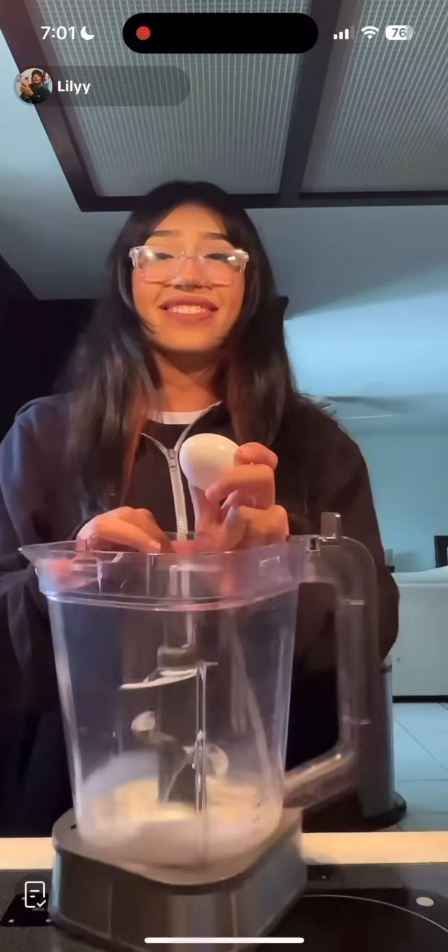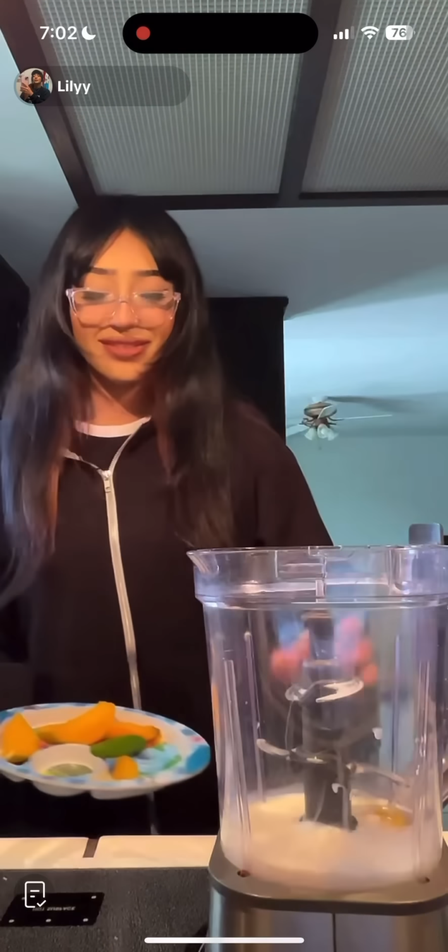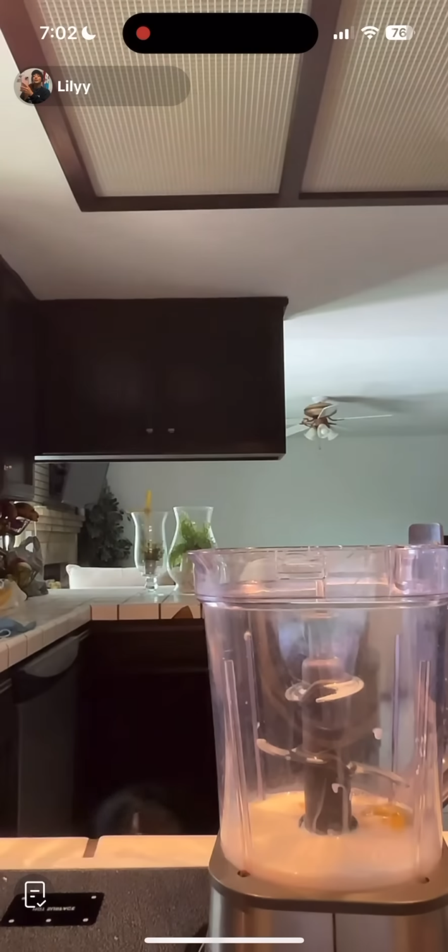Alright, next one is mango or a chile. Mango or a chile. Alright, now I'm gonna place them down, so make your guesses. So far, I got a good and bad one. Alright, make your guesses.